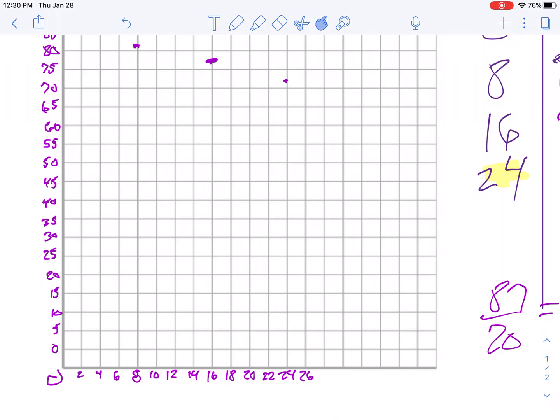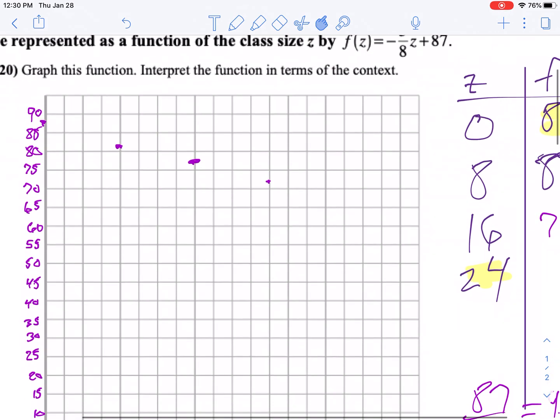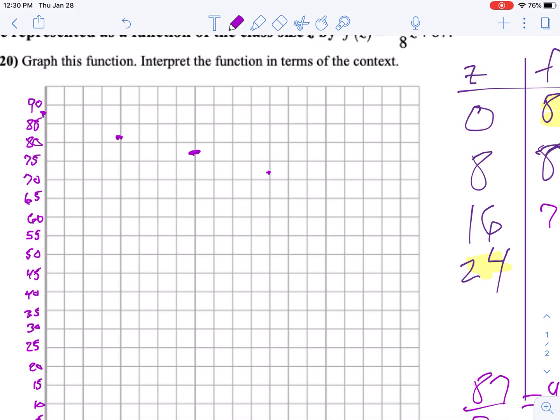Notice there's a pattern here, isn't there? Since there's a pattern, I think we can draw a line between these points. Since I guesstimated my points, your points might not fall perfectly on the line, but they should be pretty darn close. And that's how you would do problem number 20.